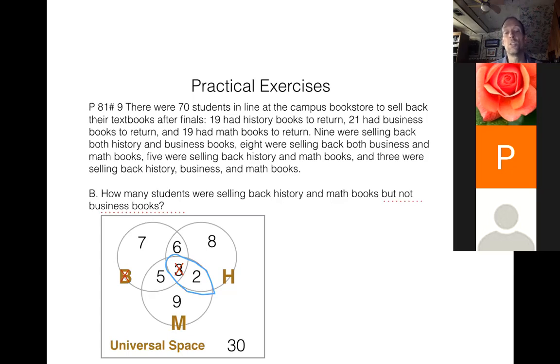So you have 2 students that sold back the history and the math, but not the business. The 2 most important parts of it are the word and, and not. Because as soon as they say and, it's bringing us to an intersection. So we can only look at the part of the Venn diagram that controls what happens when you combine those 2 circles. That's what brings us to the blue football shape there. Questions on anything so far?